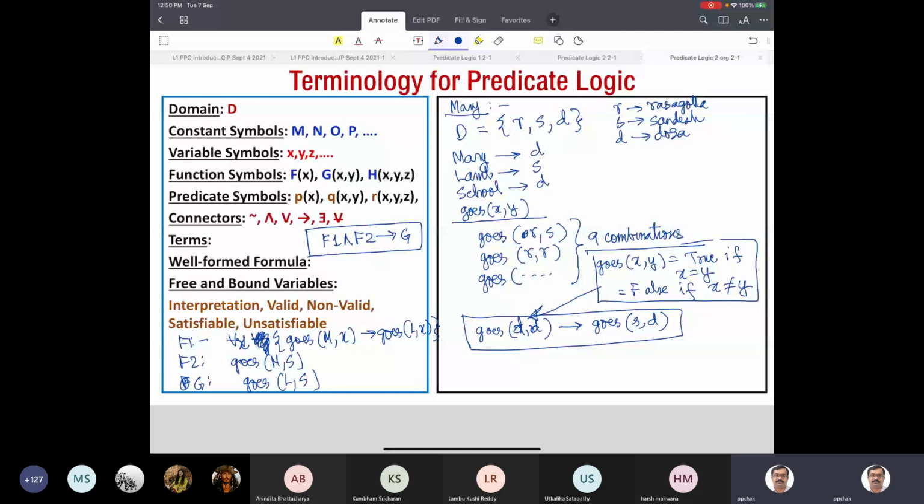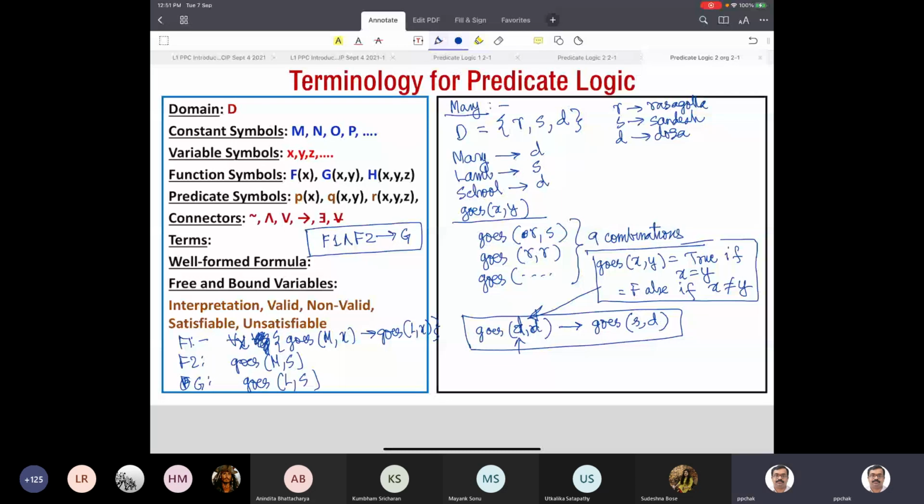Under this interpretation, are you all with me? I have mapped M to D. Correct? Are you all listening? Yes, sir. M is mapped to D, right? Yes. So I have put this to D. Since it is for all, it must be true for every case: goes(D, D), goes(D, S), goes(D, R). It must be true for all cases, right?